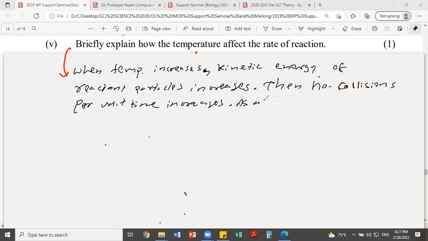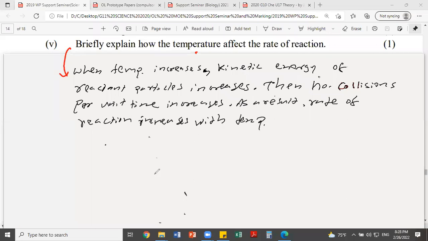As a result, rate of the reaction increases with the temperature. That was your mention. They have not mentioned that in the question. Then rate of reaction increases with the temperature.